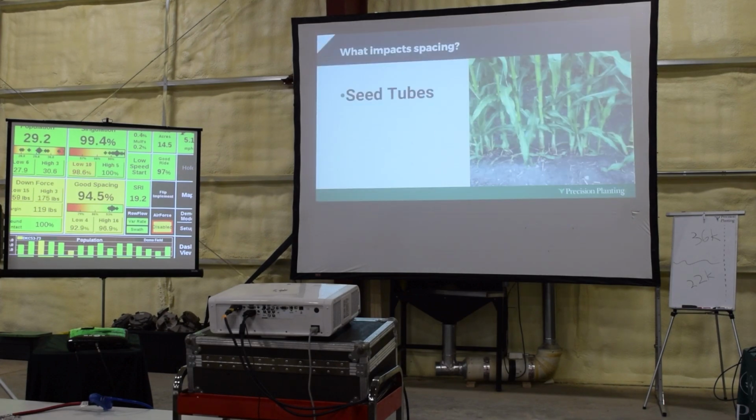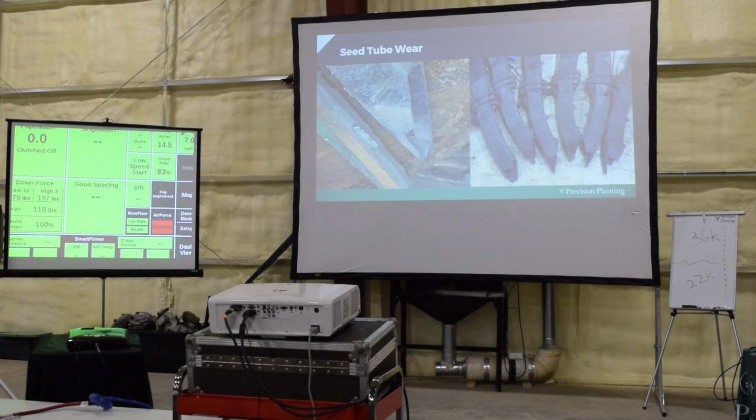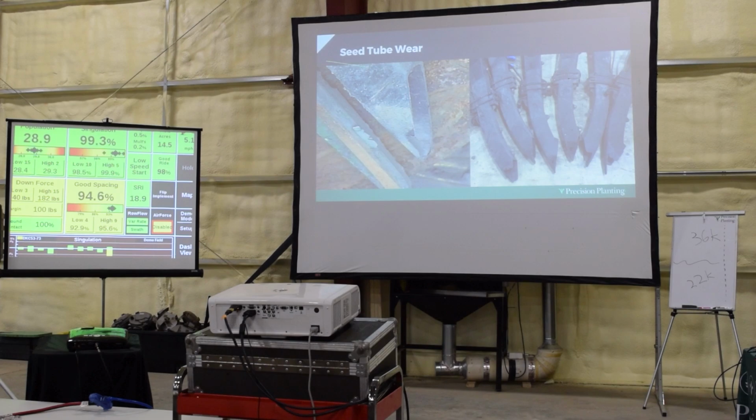And that's going to be our seed tubes, our drive system, and our ride quality. Those are kind of the big three silos. Now there's multiple things in each one of these categories that's going to affect spacing, but these are kind of the main areas. Now, seed tube wear, when we talk about seed tubes, that's one of the areas. Now, the tough thing here is these aren't going to show up on the spacing metric because the sensor's up here. Okay, so this is just a little more of a commercial.